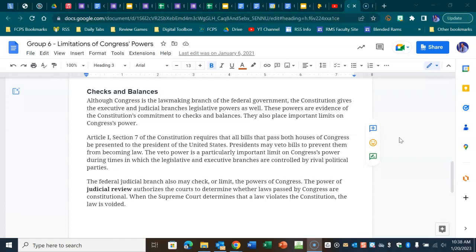The veto power is a particularly important limit on Congress's power during times in which the legislative and executive branches are controlled by rival political parties. The federal judicial branch also may check or limit the powers of Congress. The power of judicial review authorizes the courts to determine whether laws passed by Congress are constitutional. When the Supreme Court determines that a law violates the Constitution, the law is voided.